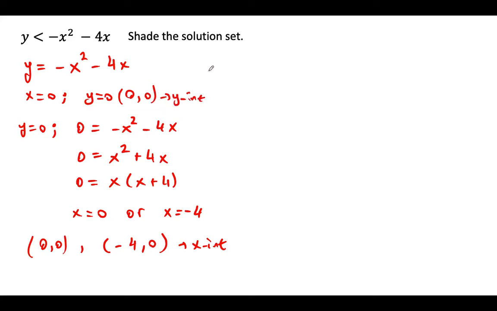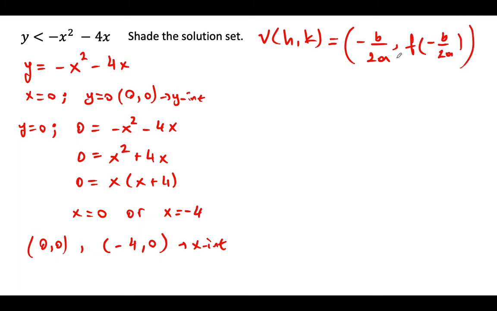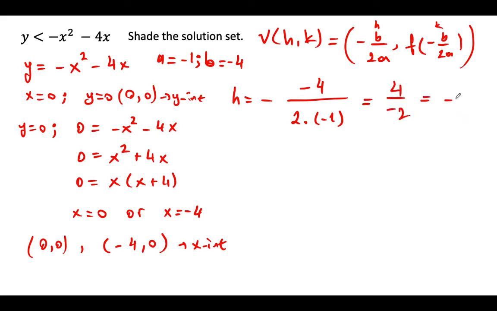Now we need to find the vertex. The vertex is h comma k, where h is negative b over 2a, and k is f of negative b over 2a. So to find h, negative b. What is b? Let me write it here. A is negative 1 and b is negative 4. You know that b is the coefficient of x, what you have before x. So negative b over 2 times a will be 4 over negative 2, which is negative 2.